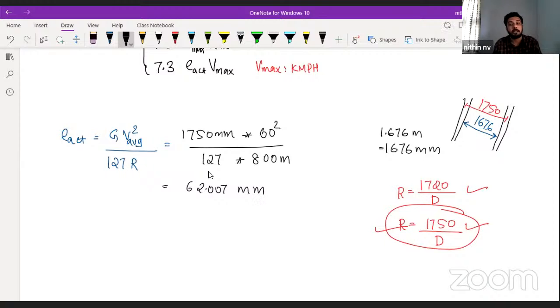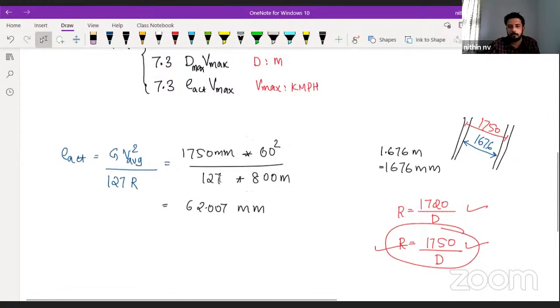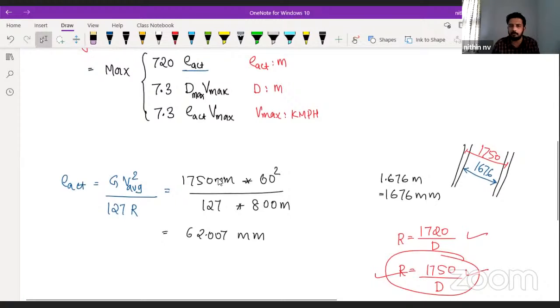62.007. You are getting it in millimeter. Just to take an accurate value, I have taken it in millimeter. Better you also calculate in millimeter. So E actual value we got. If they are asking what is the actual super elevation, this is the value we got.